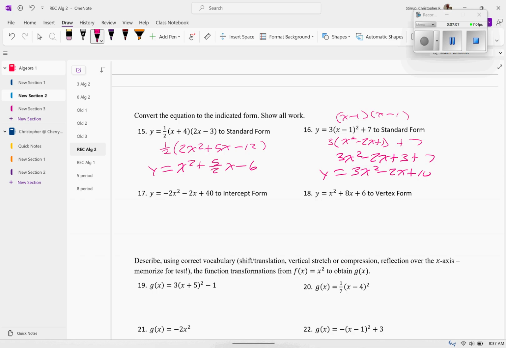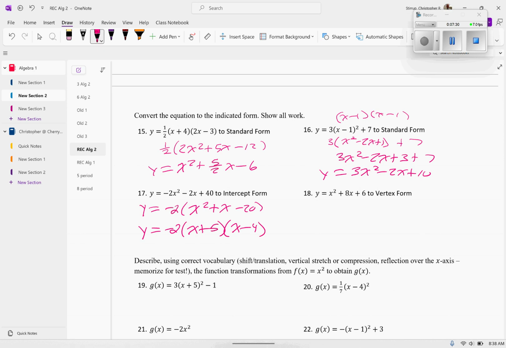Convert to intercept form, which means I need to factor it. So I'm going to factor a negative 2 out. And then what two numbers multiply together to give me negative 20 and add to give me positive 1? So it's going to be plus 5, minus 4. So that's in intercept form.